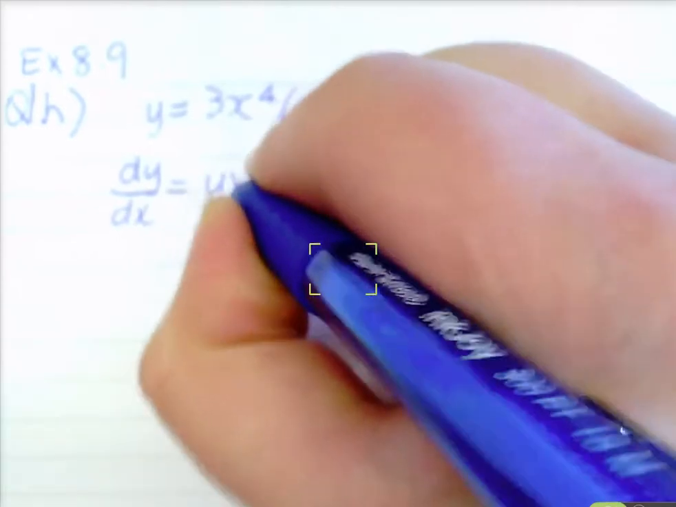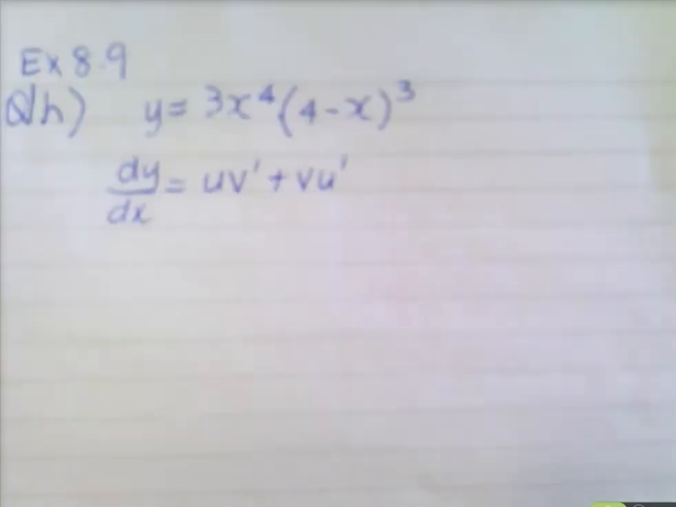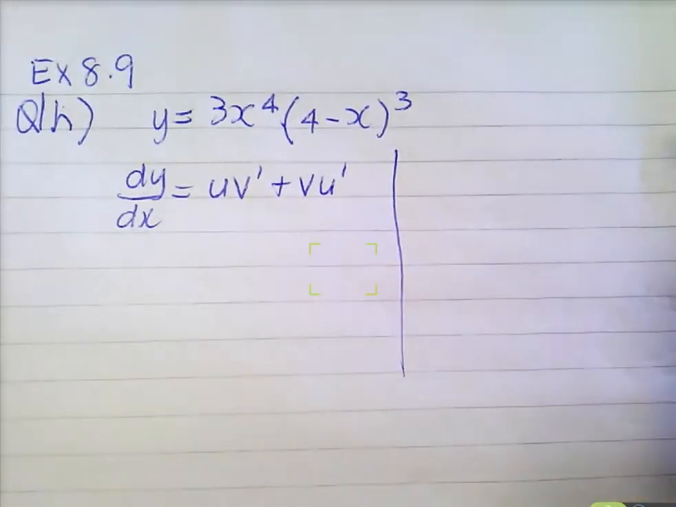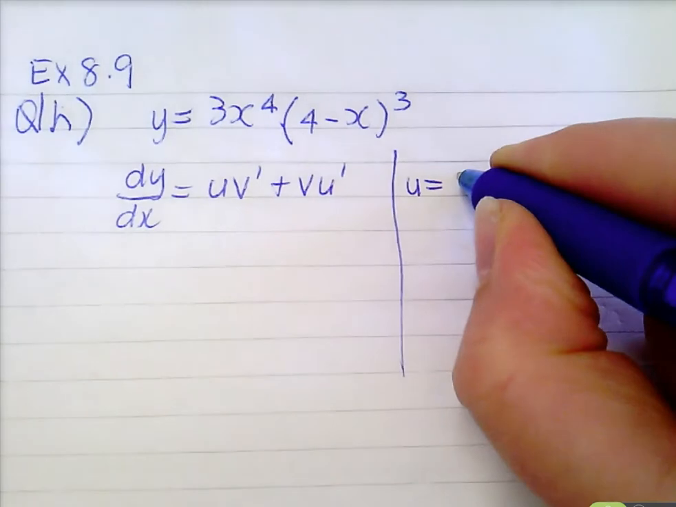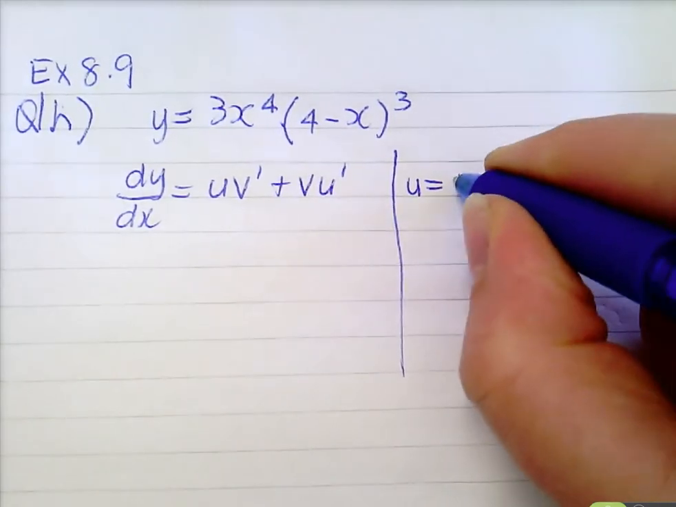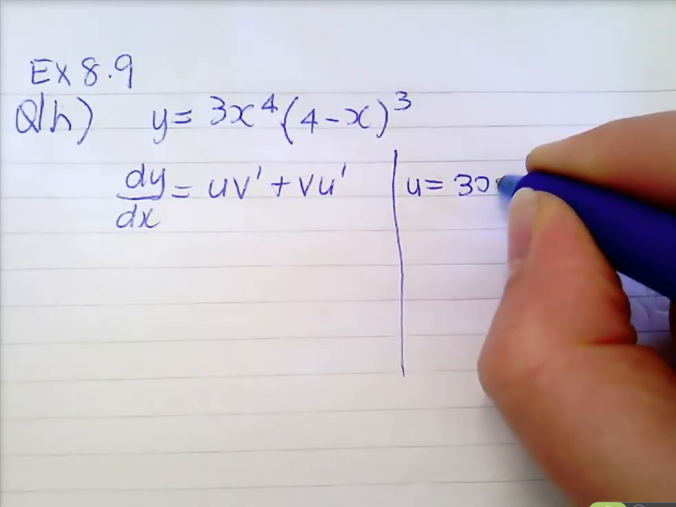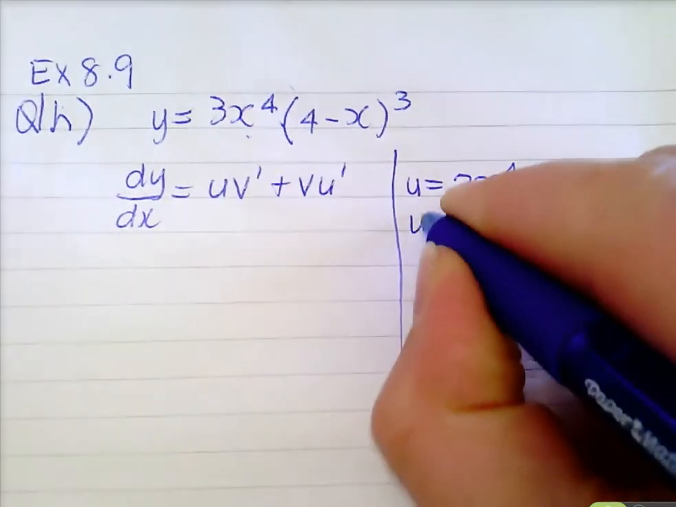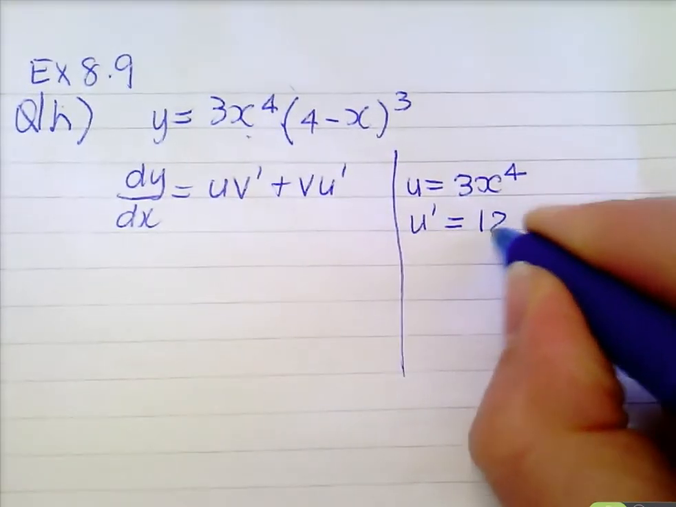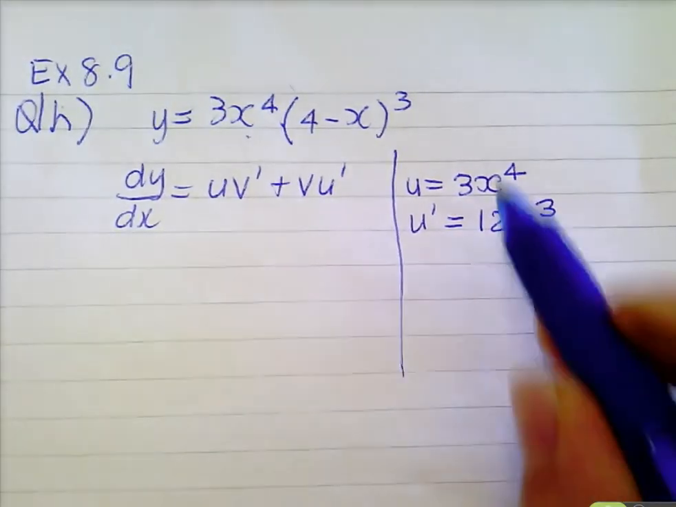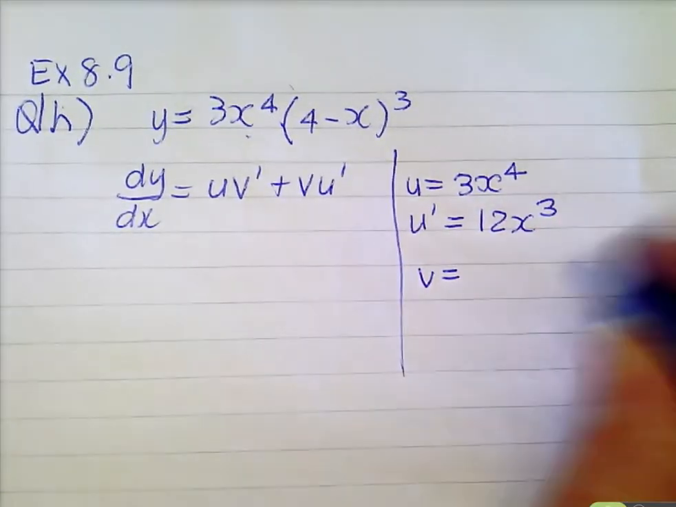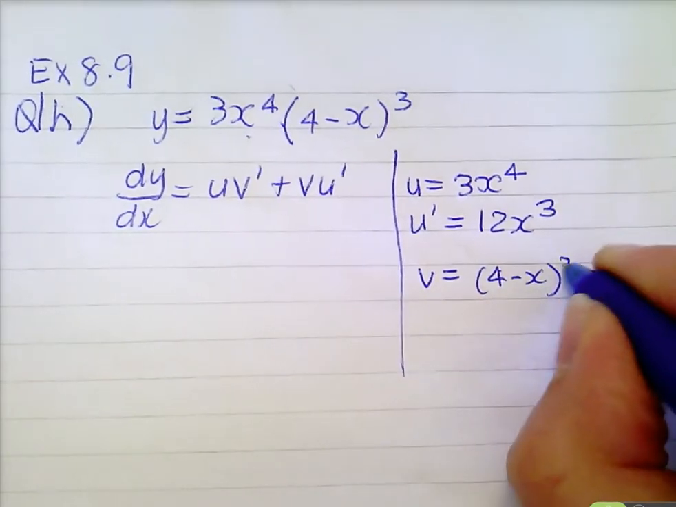So, dy/dx will be u times v dash plus v times u dash. Let's just work out what each one is. What's u? Do you want to try it on your own? What's u? x to the 4. u is your first function. u dash is? Yeah, it's 3 times 4x cubed, which is 12x cubed. v is 4 minus x cubed.